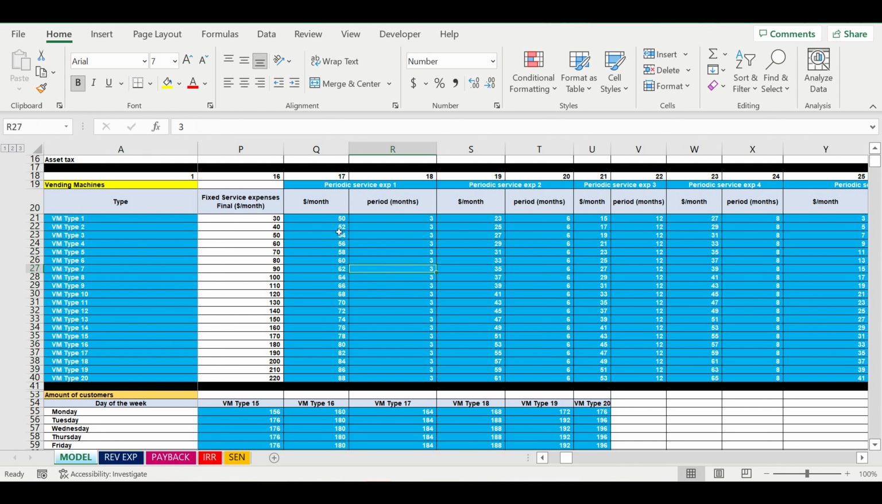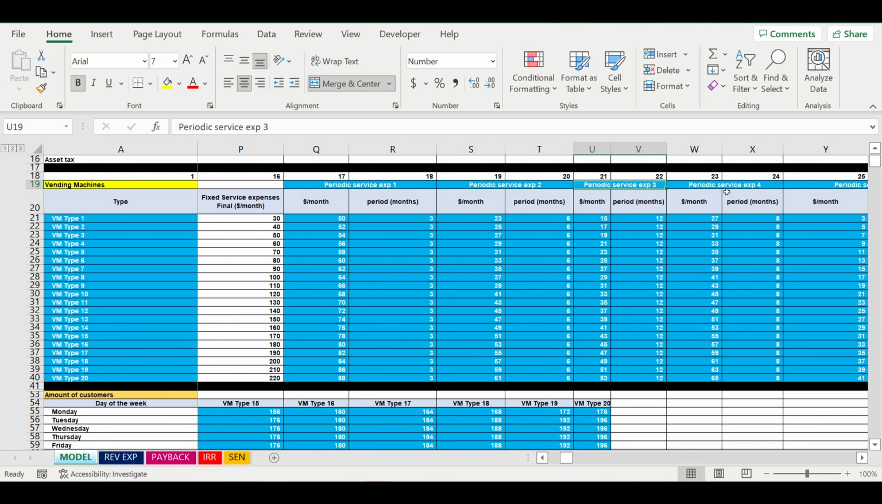Then we have some periodic expenses depending on which type of vending machine we have. So this is the level of expense, and this is the period when this expense occurs. For example, we pay $50 once in 3 months. This will be one service expense for this vending machine type. We also have another type of periodic service expense. So we pay $23 once in 6 months, and so on.